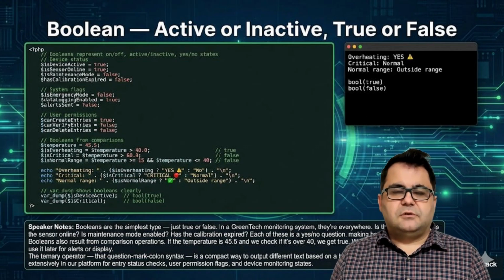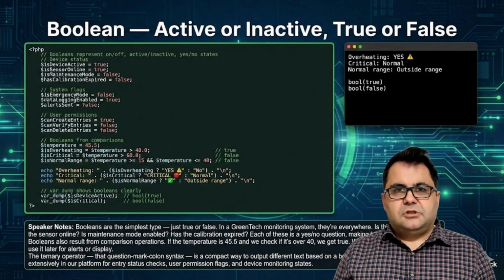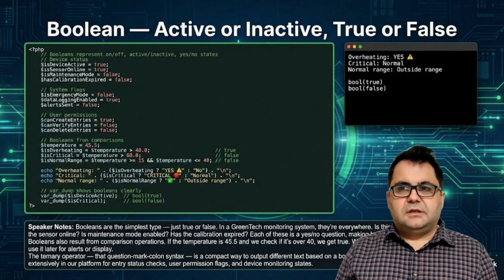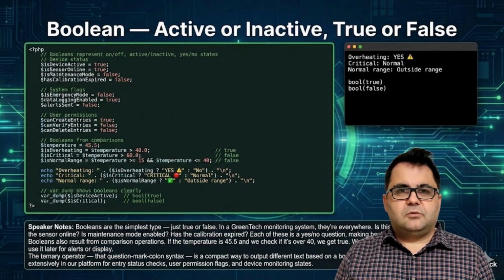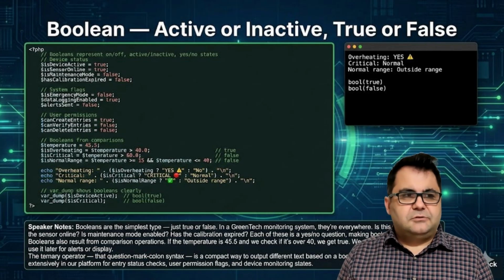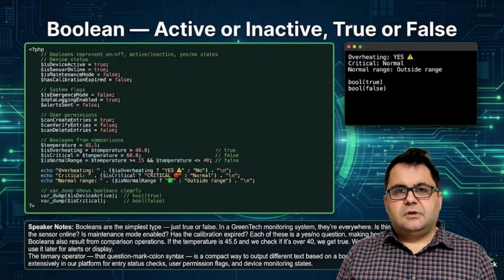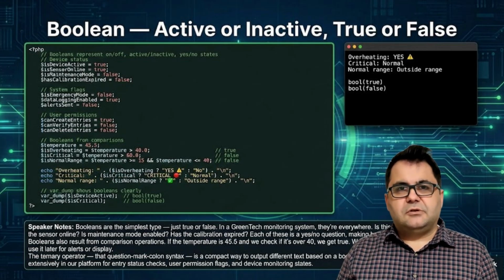Booleans also result from comparison operations. If the temperature is 45.5 and we check if it's over 40, we get true. We can store that Boolean and use it later for alerts or display. The ternary operator, that question mark colon syntax, is a compact way to output different text based on a Boolean. We'll use Booleans extensively in our platform for entry status checks, user permission flags, and device monitoring states.